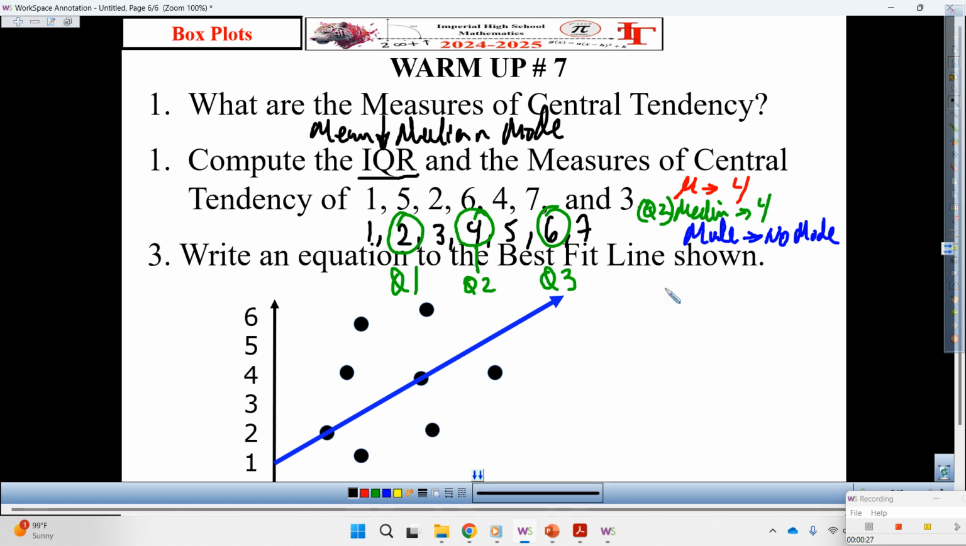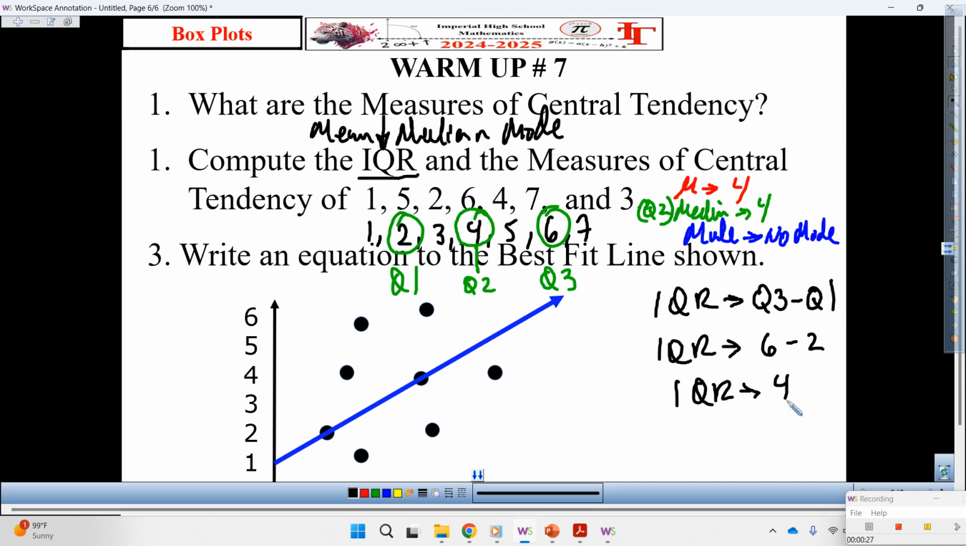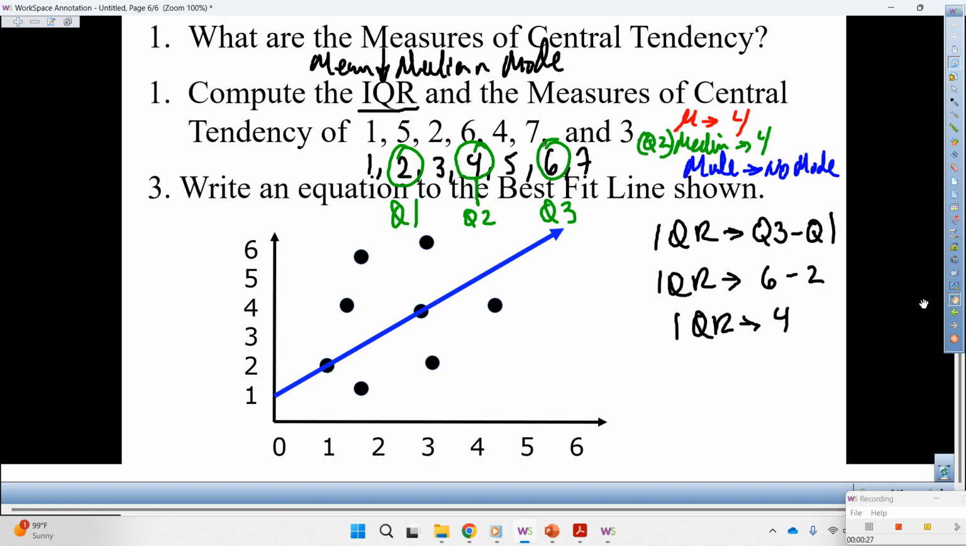That is correct. So write this down on the side. IQR is Q3 minus Q1. So IQR is 6 minus 2. My IQR is 4. Pretty straightforward, yes? And if you notice, I've been adding stuff little by little. Let's go. All right, we need an equation for number 3.